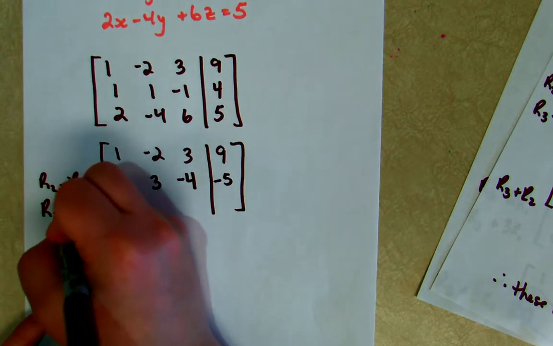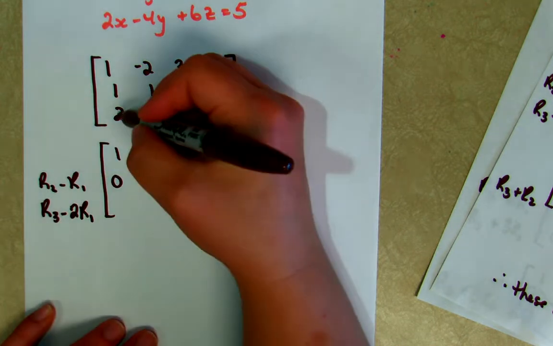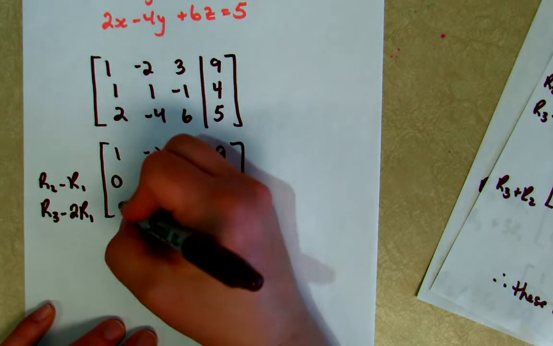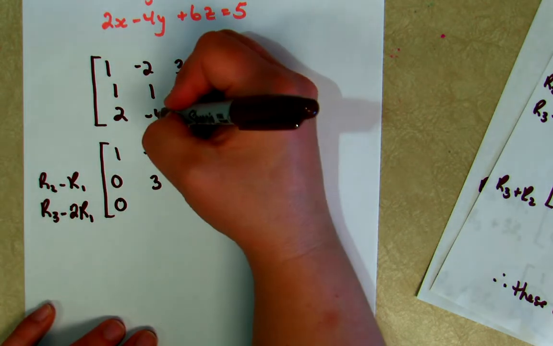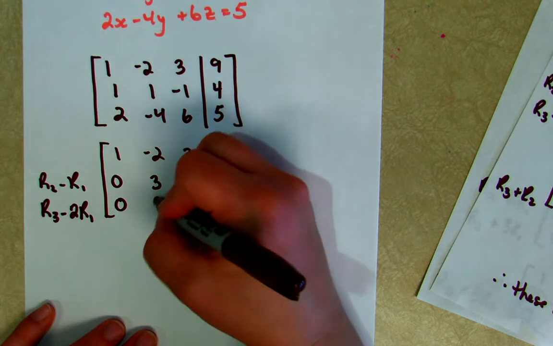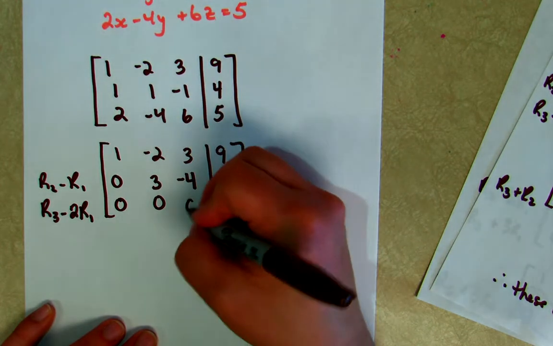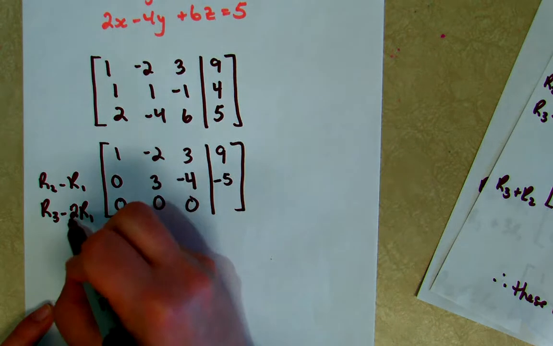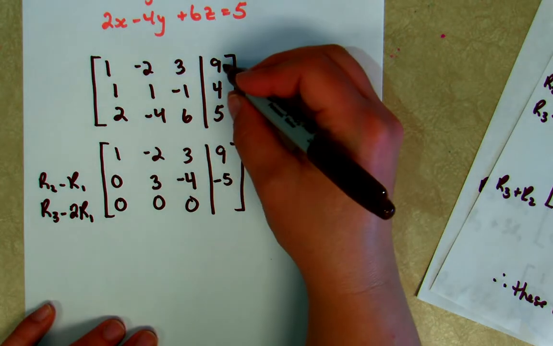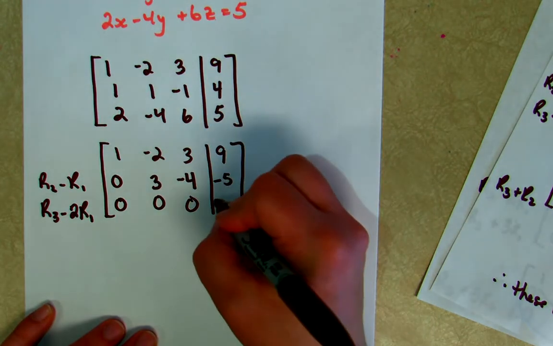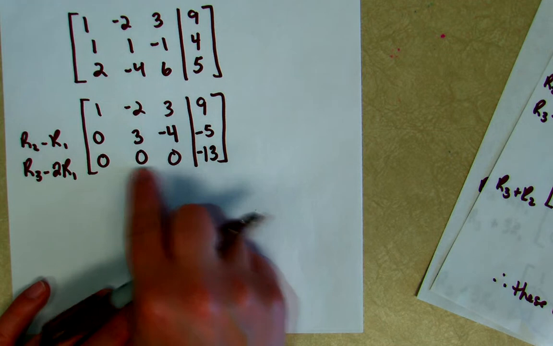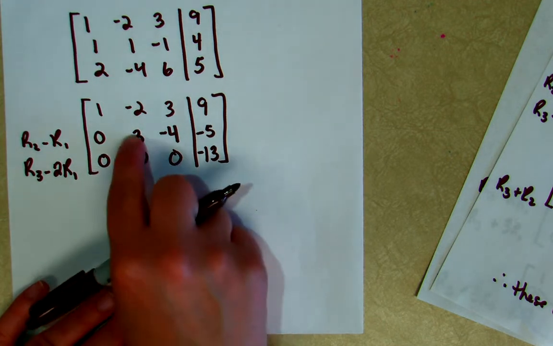I'm going to do row 3, subtract 2 row 1s. 2 subtract 2 is 0. Negative 4 subtract negative 4 is 0. 6 subtract 6 is 0. I'm doubling all these numbers because of that 2. And 5 subtract 18 is negative 13. So in this case, I ended up getting my zeros right away.